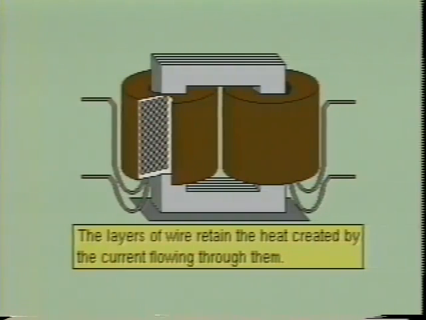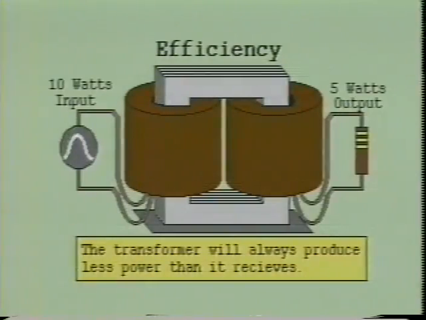transformer. You will always find that more power is fed into the primary of a transformer than is delivered by the secondary to the load. This difference between the input and output power is the sum of all the power losses in the transformer caused by eddy currents, hysteresis, and copper loss.